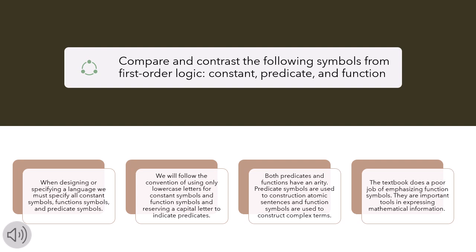The third here is just a reminder that both predicate and function symbols have arities, and those are used to construct atomic sentences, and function symbols are used to construct complex terms.